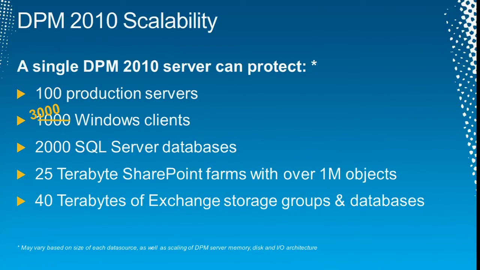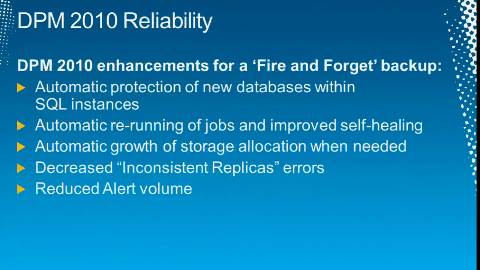Now, this is not AND. Just to make that clear, it's OR. Would be great, though. One server, 100 servers, 3,000 clients, and so on. And again, it will also vary a bit. If you're going to protect 100 production servers, but they all have like 100 terabytes of data, that probably won't work. So stay with me with this slide. You have to calculate anyway whenever you're going to design your DPM server.